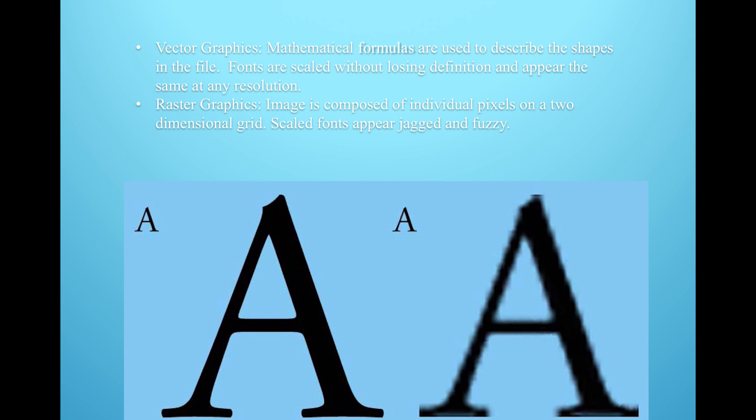Now, the different kinds of graphics that we've been using. Vector graphics, which is what we were using in the Animate program, use mathematical formulas to describe the shapes in the file. The fonts can be scaled without losing definition and appear the same at any resolution. In raster graphics, the image is composed of individual pixels on a two-dimensional grid. The scaled fonts can appear jagged and fuzzy, especially when you go from a very small to a very large size.